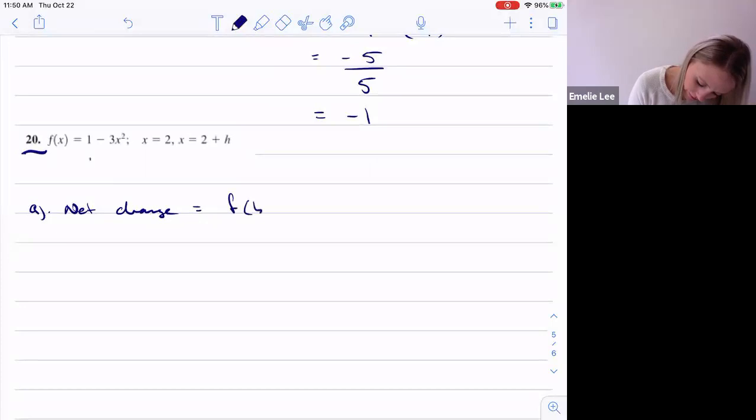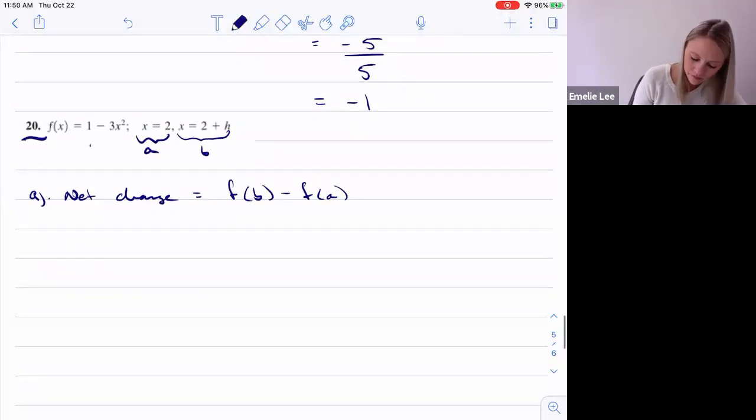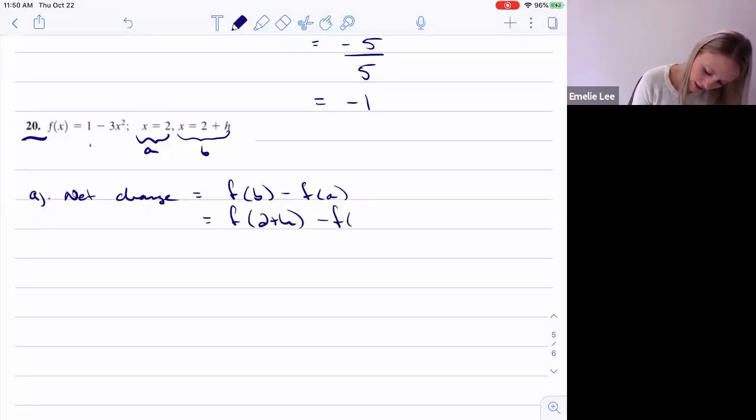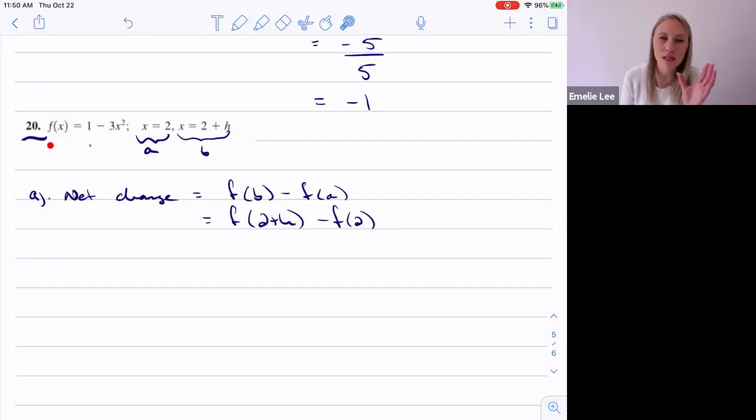is f of b minus f of a, right? Where x equals 2 plus h is my b and x equals 2 is my a. So that's the same as f at 2 plus h minus f at 2. f is the name of my function, so that's why I'm keeping it. And now, same thing that I just did, right? I'm going to plug in 2 plus h into this function and just deal with them individually. And then I'm going to subtract plugging 2 into this function.